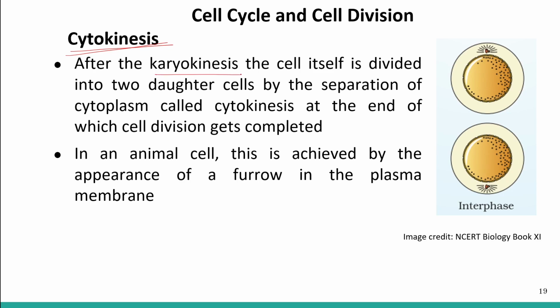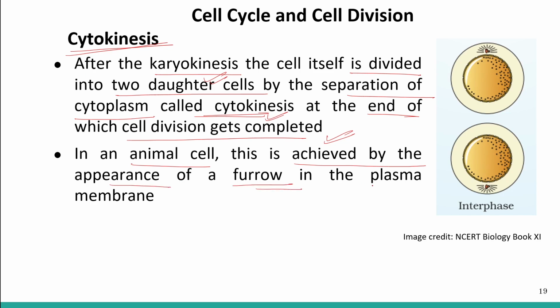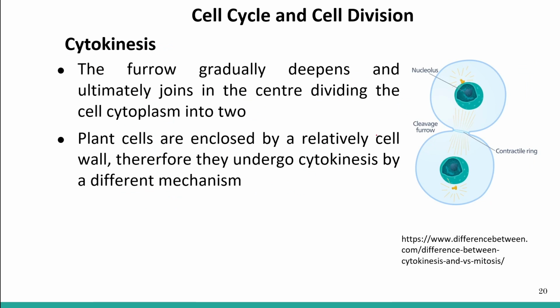After the karyokinesis, the cell itself is divided into two daughter cells by the separation of cytoplasm called cytokinesis, right? So at the end of which cell division gets completed. Now, after the karyokinesis, the part that is left is cytokinesis, in which the division of cytoplasm takes place, and this is the end of the cell division. In animal cell, this is achieved by the appearance of a furrow in the plasma membrane. So furrow-like things occur in the plasma membrane.